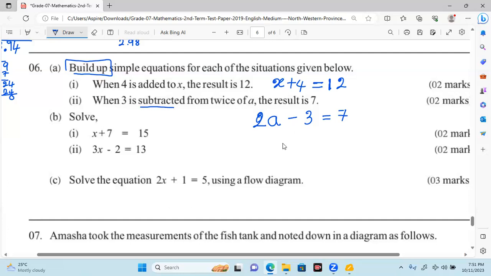Then solving equations may be a bit new thing for you.